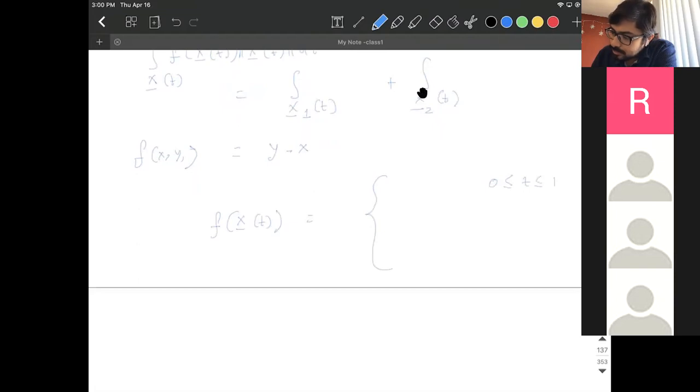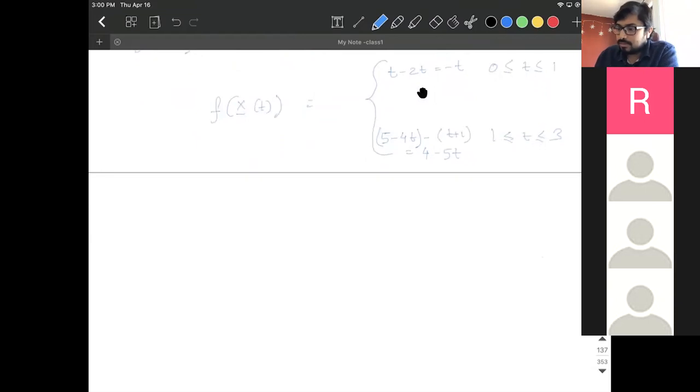So there are two divisions, between 0 and 1 and 1 and 3. So what would be f of x(t) between 0 and 1? It's exactly t minus 2t, which is minus t, of course. And the other one is 5 minus 4t minus t plus 1. So this is 4 minus 5t. Okay, so these are my f of x(t).